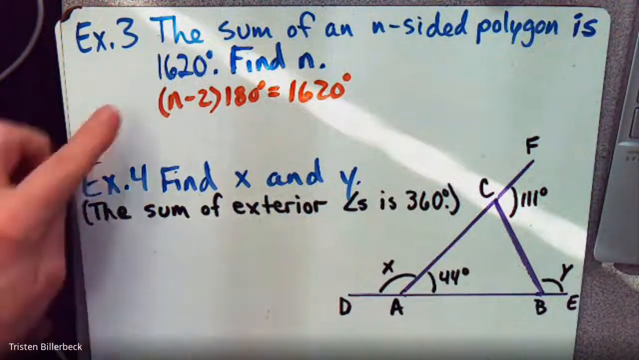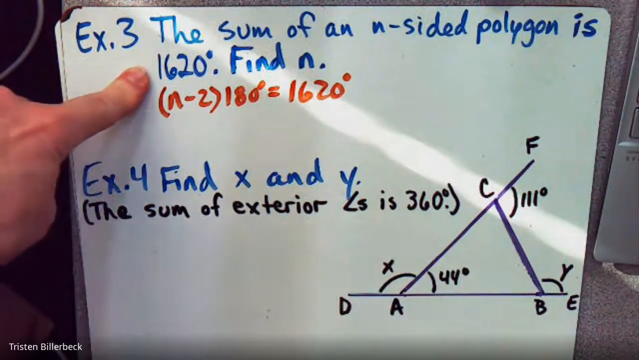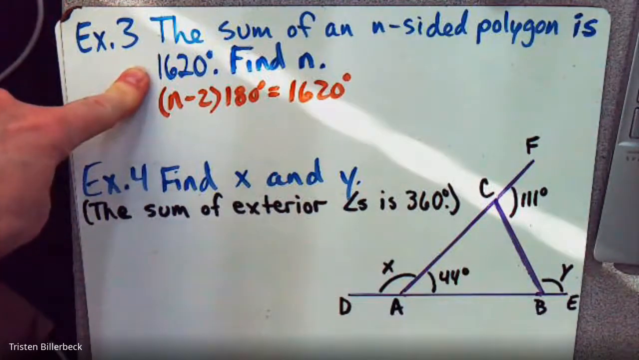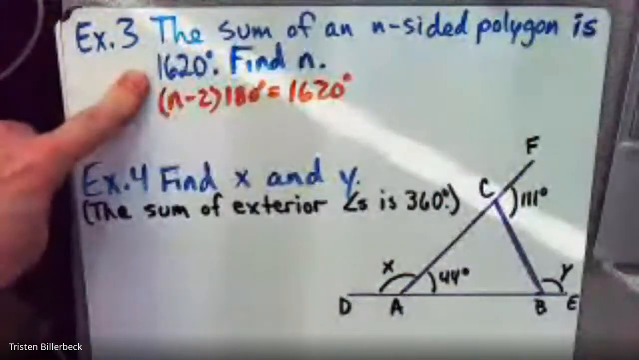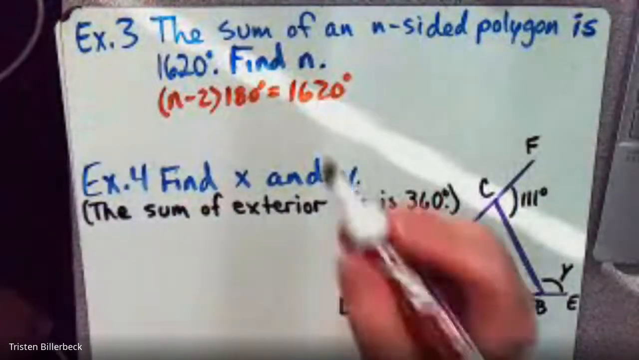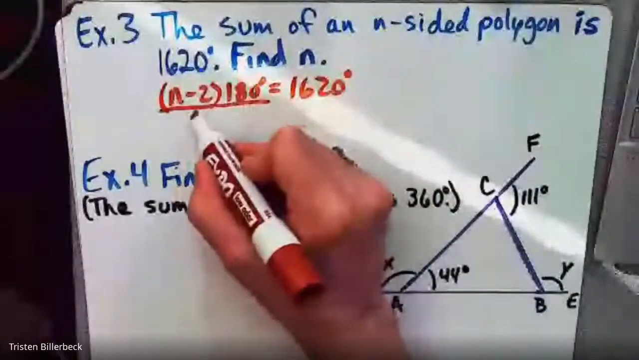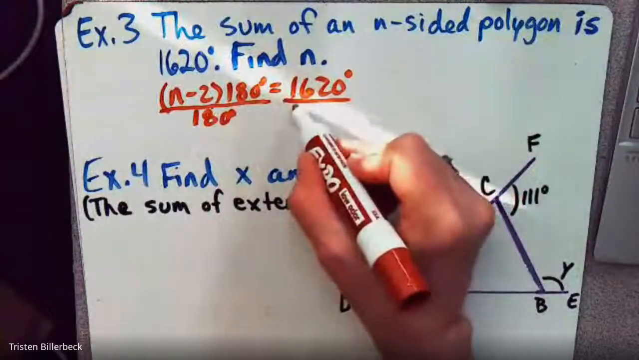We know that this is an interior angle sum versus an exterior angle sum because all exterior angle sums add up to 360 degrees. So even though they forgot to say that in the instructions, we have to assume this is an interior angle sum. All right, so we're going to divide by 180 to get n minus 2.